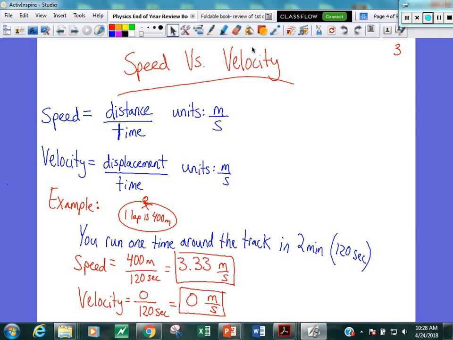Speed is equal to distance divided by time. Distance is measured in meters and time is measured in seconds, so the units for speed are meters per second.